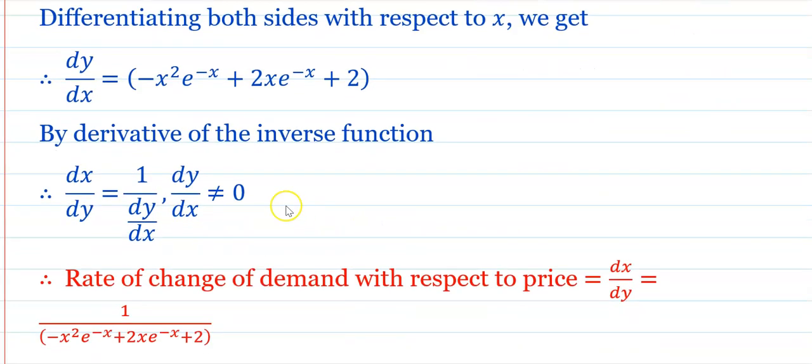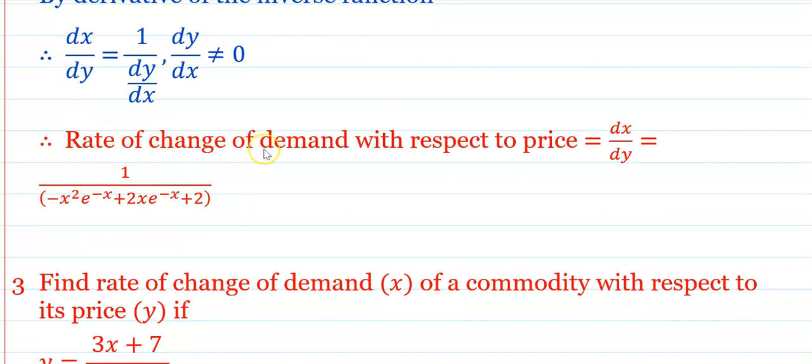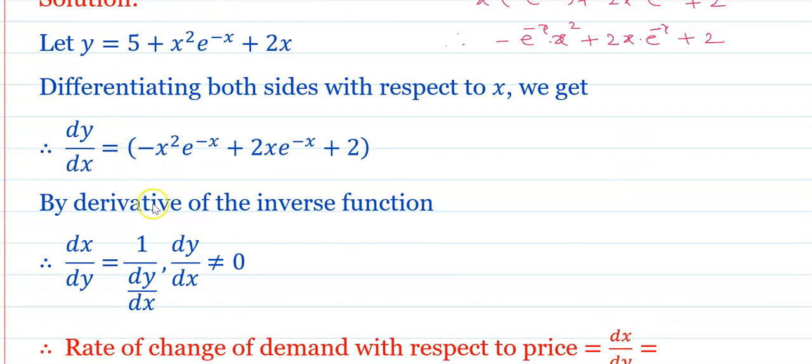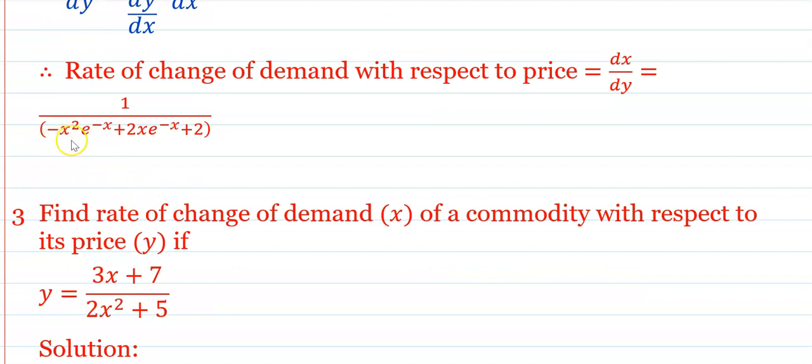Okay. And in this way, by the derivative of the inverse function dx upon dy is equals to 1 upon dy by dx, where dy by dx is not equals to 0, and hence rate of change of demand with respect to its price dx upon dy is equals to 1 upon the value of dy by dx, which is the minus x square into e raised to minus x plus 2x into e raised to minus x and plus 2, and this is the answer.